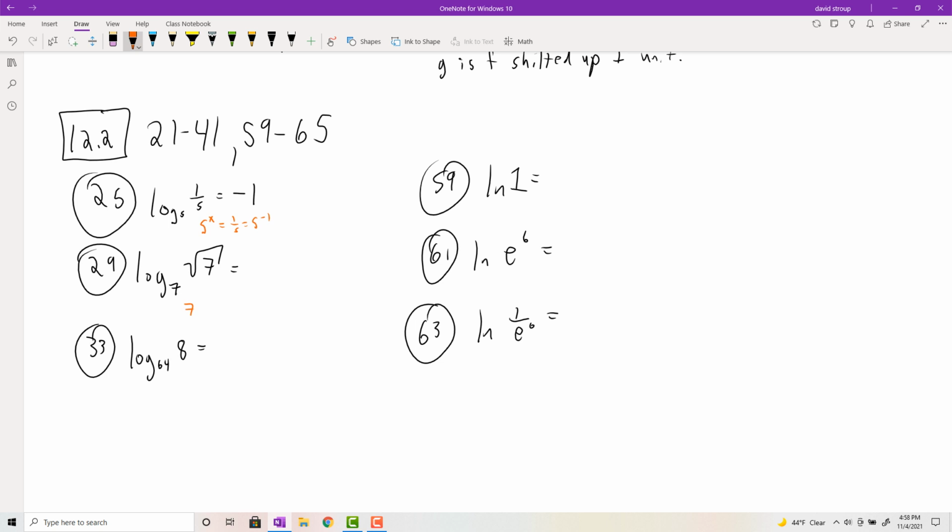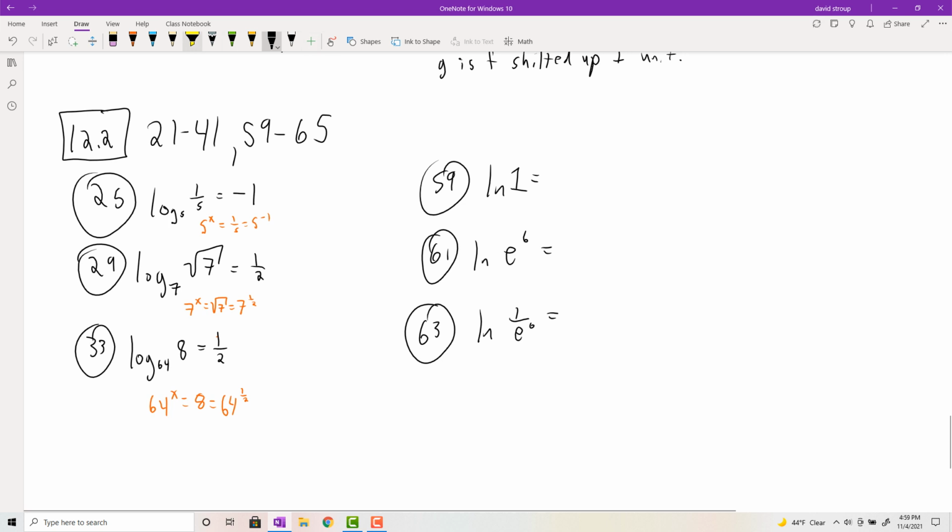Second one, 7 to what power equals the square root of 7? The square root of 7 is the same as 7 to 1/2. So clearly x is just equal to 1/2. So the answer is 1/2. This last guy, 64 to what power equals 8? So 8 is really 64 to the 1/2, right? If you take the square root of 64, you get 8. So the answer is 1/2.